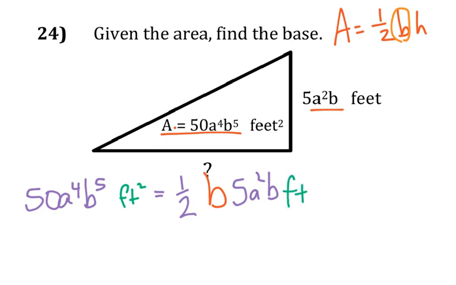Okay, so what I'm going to do is solve for this b right here. That's what I'm trying to get alone. So I need to get the other things out of there. So the first thing I'm going to do is multiply by 2, and that will get rid of the 1/2. So multiply by 2. So 2 times 50 is 100.